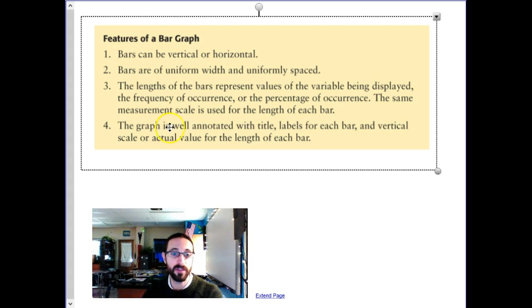And the same measurement scale is used for the length of each bar, so you don't have bars representing different lengths. And of course, the last thing, which we often forget, is you need to title the axes, the labels, the scale, so that way whoever's looking at your graph knows what to make of it.